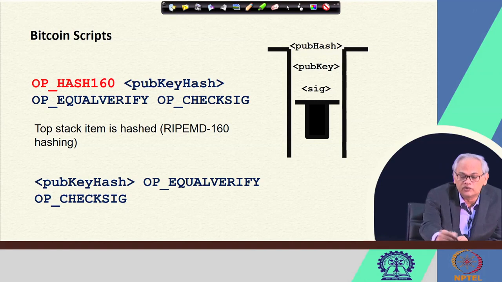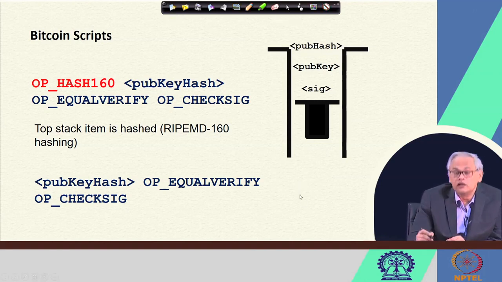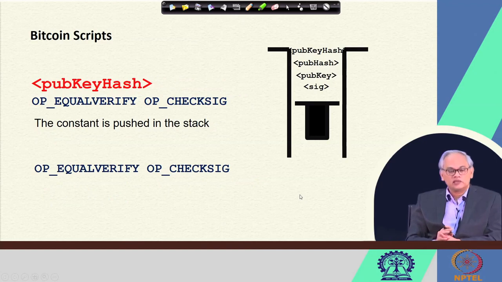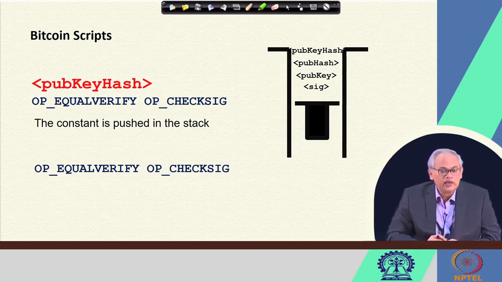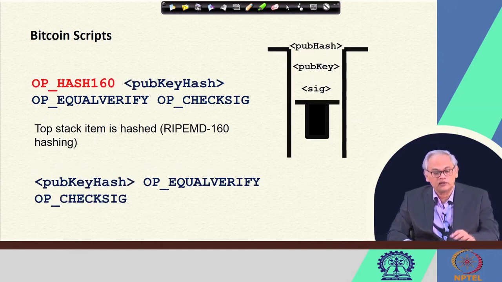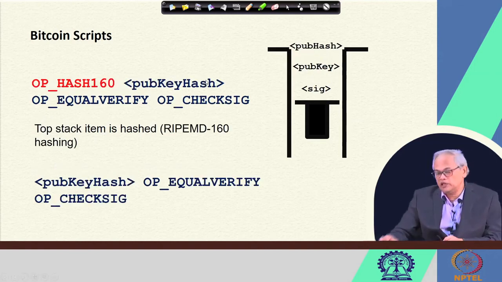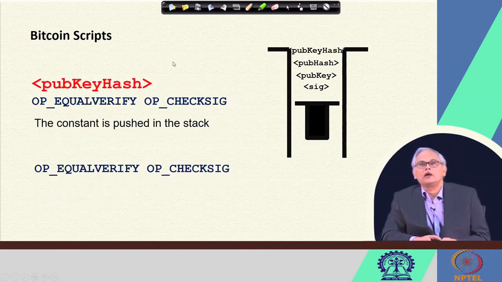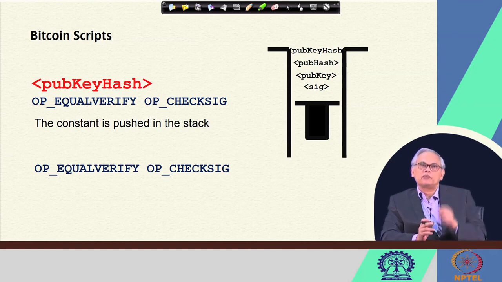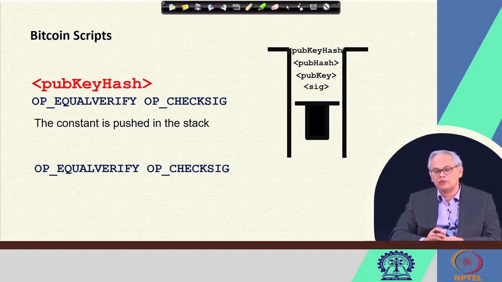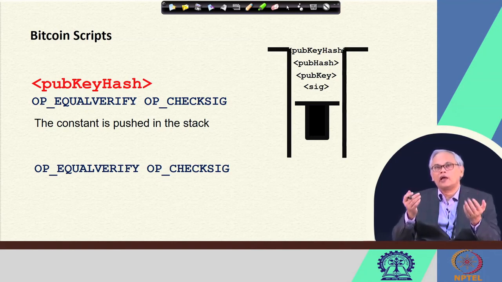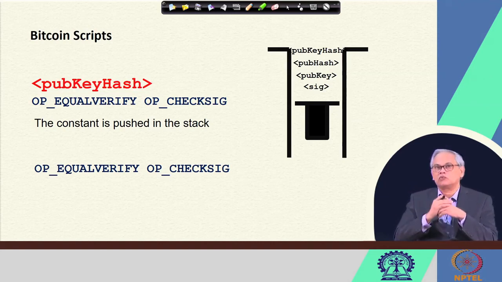So, we now take a look at the next step. In the next step, this pub key hash, if you remember, the next part here was the pub key hash. This constant pub key hash is now pushed to the stack. So what we have in the stack is the SIG, the pub key, and the pub hash, which was obtained by taking the hash of the pub key which was at the top of the stack above this pub key that you can see here.